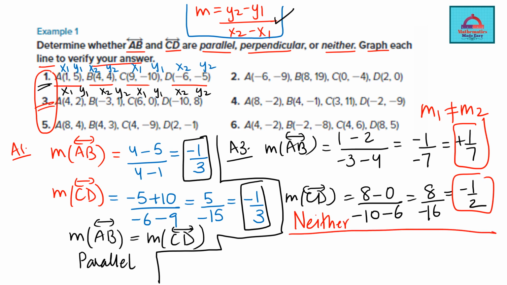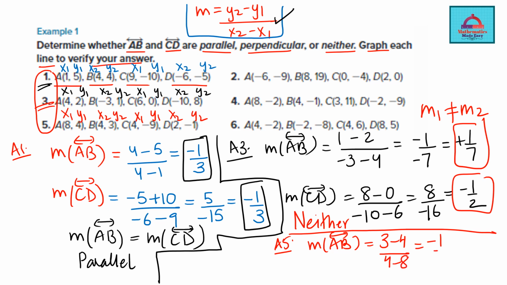Okay, now I have very less space for answer 5. So I want you to check with me. Let's calculate slope of AB. So slope of AB, again you use x1, y1, x2, y2. So what is the value? 3 minus 4 divided by 4 minus 8. So this is going to be minus 1 over minus 4. So minus minus cancels. This is 1 by 4.